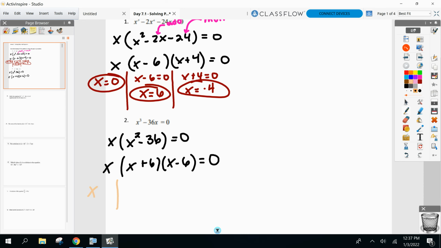X equals 0 should be 1. Set each parenthesis equal to 0. X equals negative 6 should be another one. And finally, x equals positive 6 should be another one. And we got plenty. That's what's nice with the notes. They don't take long. So you guys go ahead and take a minute to check them.